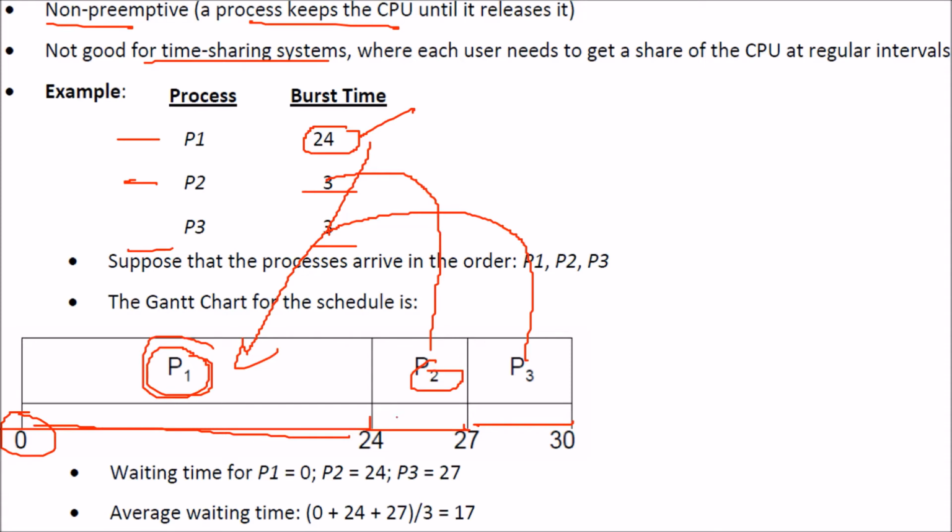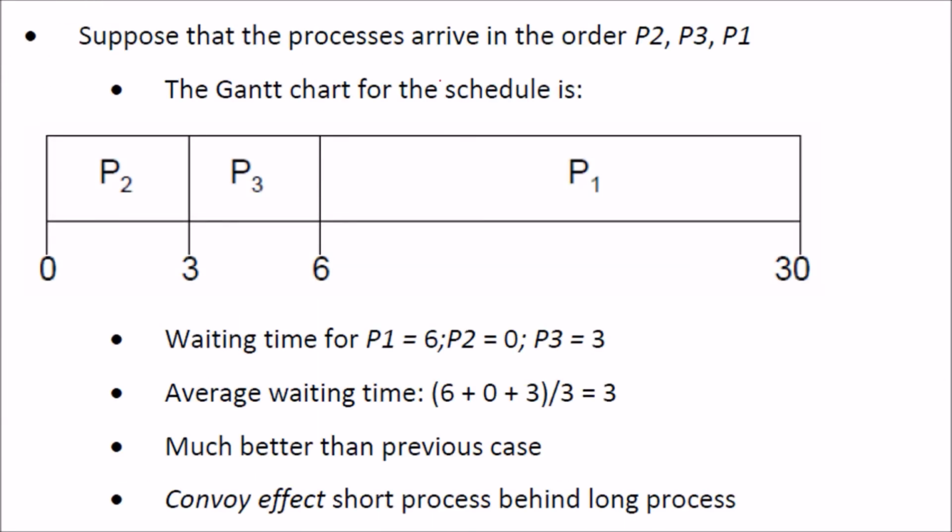Now P2 has to wait till this time, 24. So this is the waiting time. P1 is 0, P2 is 24. Now P3 has to wait for P1 to complete and P2 to complete. So 24 plus 3, that is 27, it has to wait. So (0 plus 24 plus 27) by 3, this is the average waiting time. This is 17.